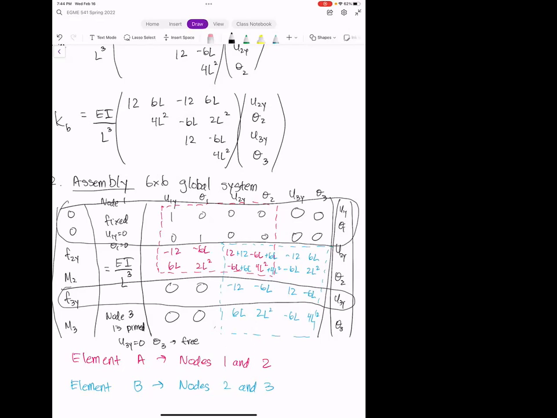Now for the pin support, we're only going to knock out the entries for this row here. So we have node 3. We're going to have 0, 0, 1, 0. And on the right hand side of the equation, we're going to have 0.